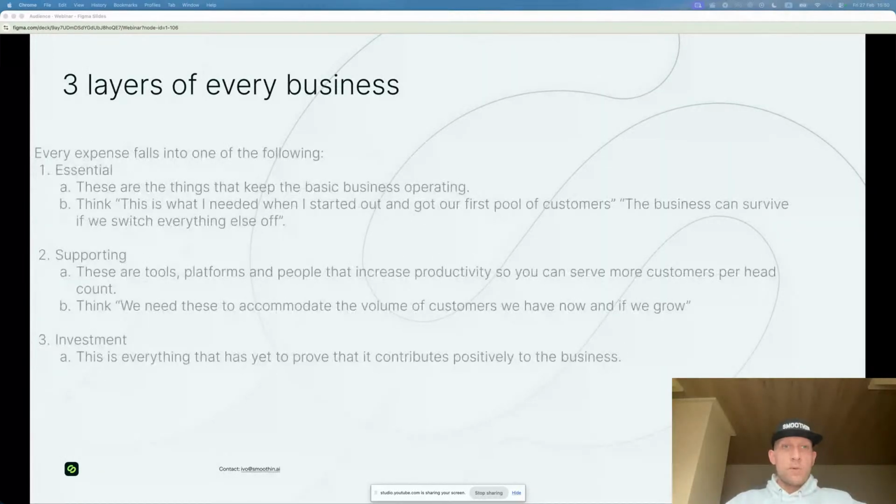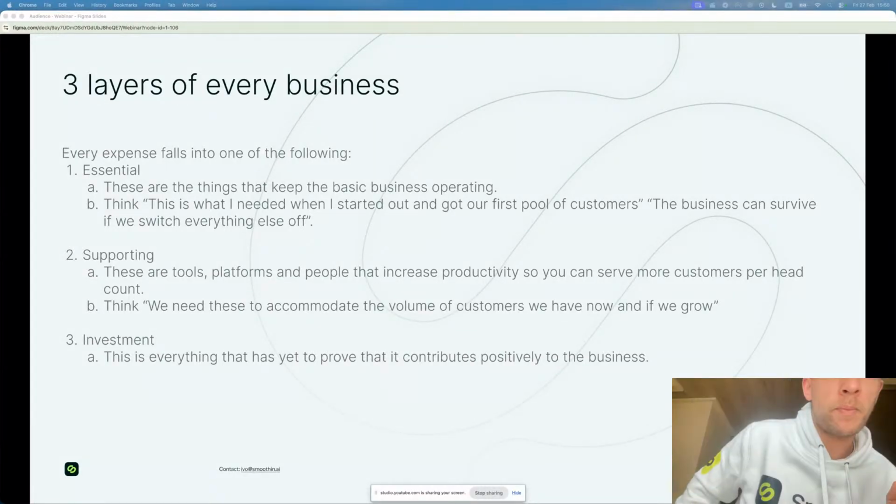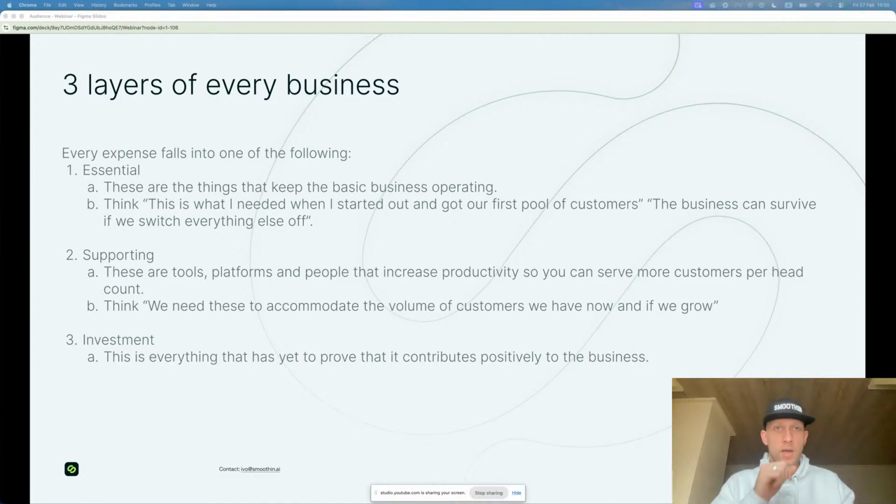So the 3 layers of business. The way I explain it is you have the essential. These are the things that keep your basic business operating. Think of it as what I needed when I started out and got our first pool of customers. This is your safe zone. The business can survive if we switch everything else off. So if it's just an office and you're doing a service type of business, this is your laptop, internet connection, these kinds of things, right?